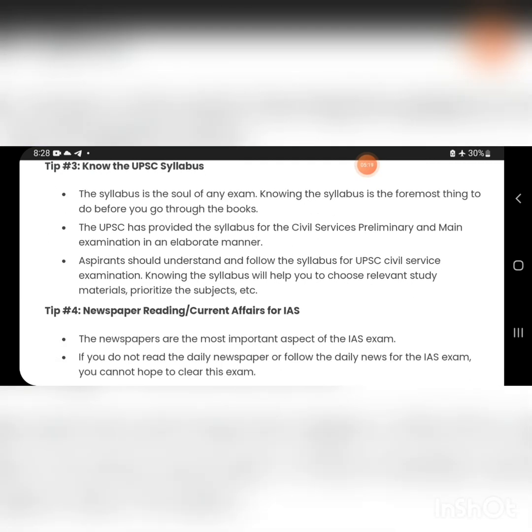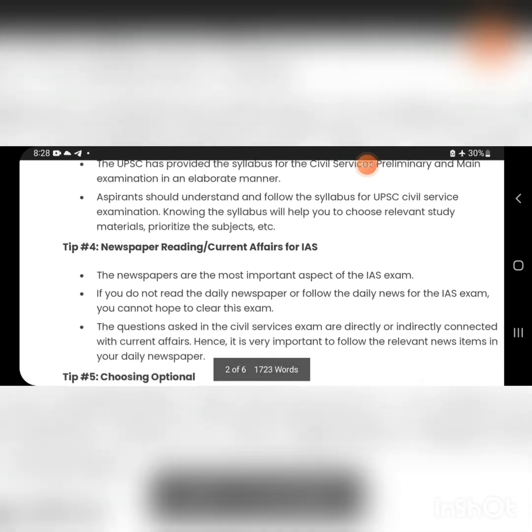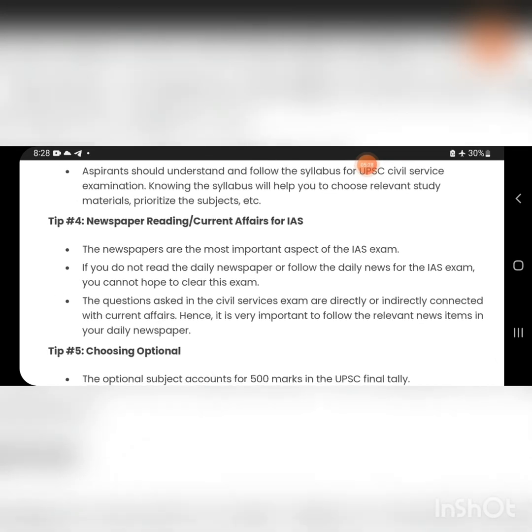So, point number four here, we have newspaper reading, current affairs for IAS. That is around which the UPSC exam revolves. The newspapers are the most important aspect of the IAS exam. If you do not read the daily newspaper or follow the daily news for the IAS exam, you cannot hope to clear this exam.